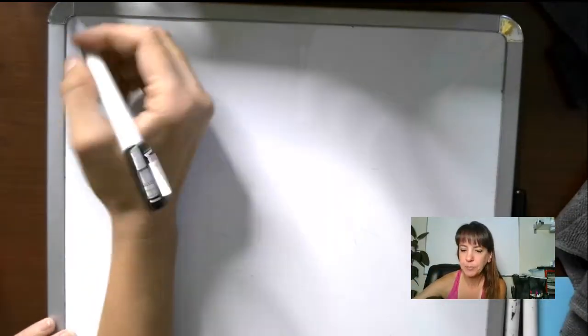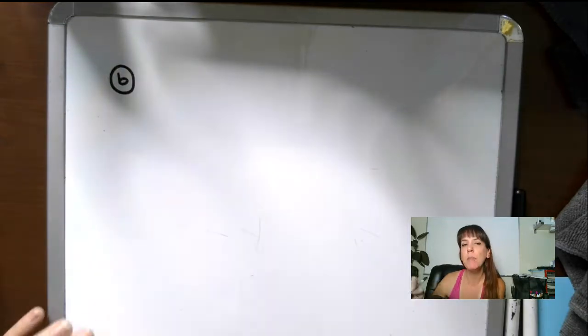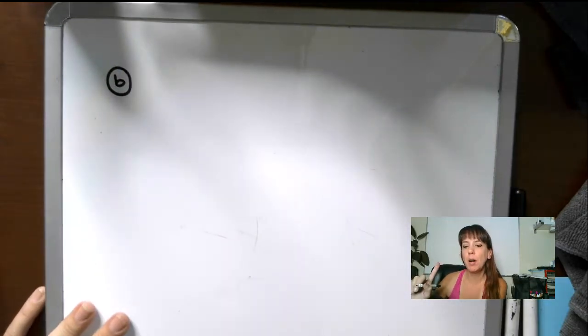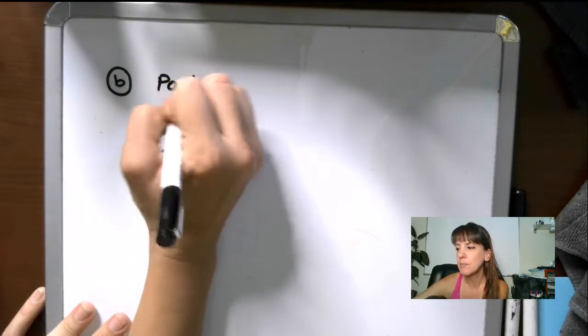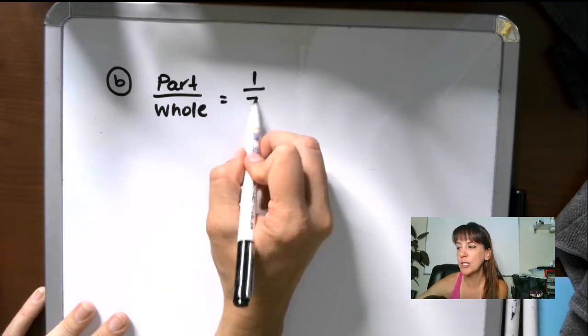For B, 1 day is what percent of 1 week? Remember, fractions are part over whole. So we have 1 day out of a whole week, which is 7.